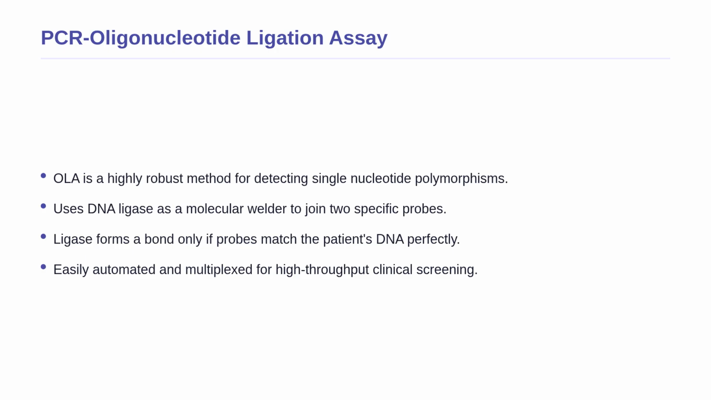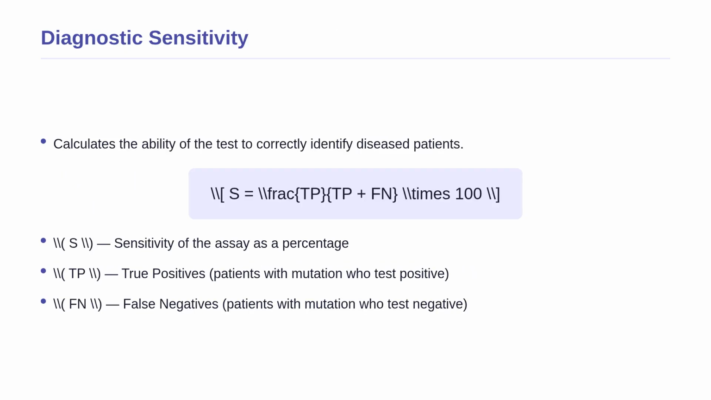It uses an enzyme called DNA ligase, which acts as the molecular welder. This enzyme will only join two pieces of DNA together if they match the patient's DNA perfectly at the exact spot where a disease mutation might occur. Because OLA relies on strict enzymatic precision, it is highly reliable for clinical screening.